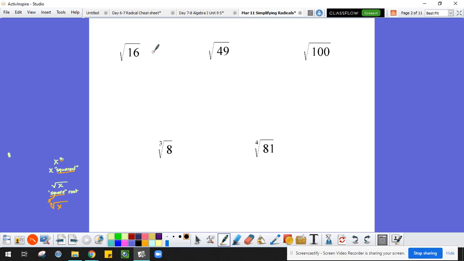The square root of 16 equals 4. But let's talk about that. That is because 4 to the second power, which we could call 4 squared. So if you hear somebody say 4 squared, they really mean 4 to the second power. And when we do the reverse of that, that equals 16. When we do the reverse of that, we say the square root of 16 equals 4. So these two things go together.